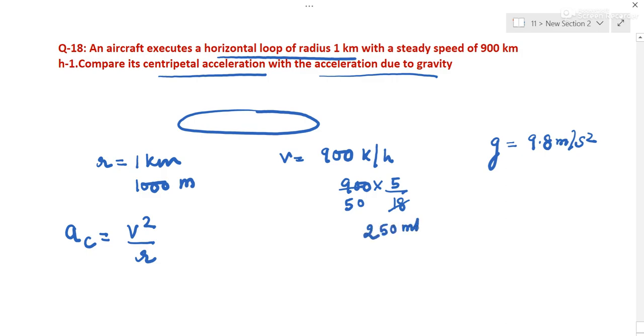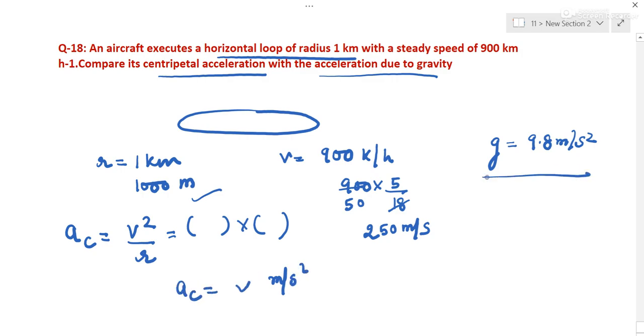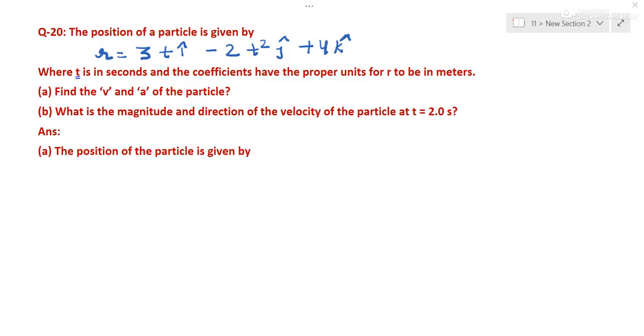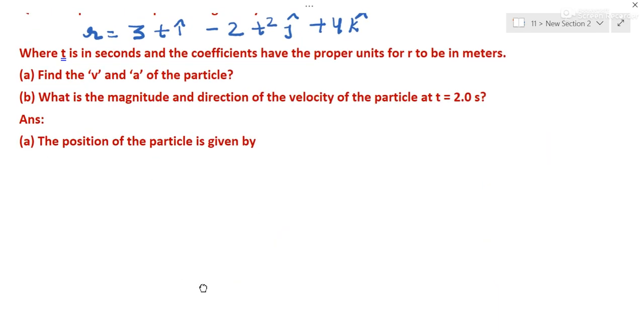We have converted. Now simply substitute the v value and the r value. So centripetal acceleration will be ready in meter per second square. Centripetal acceleration is ready, and acceleration due to gravity we know. Just divide. Compare means you can just divide and tell the ratio. Okay, the ratio of centripetal acceleration to acceleration due to gravity is this. Okay, so getting to the next question. Let us see the next question.